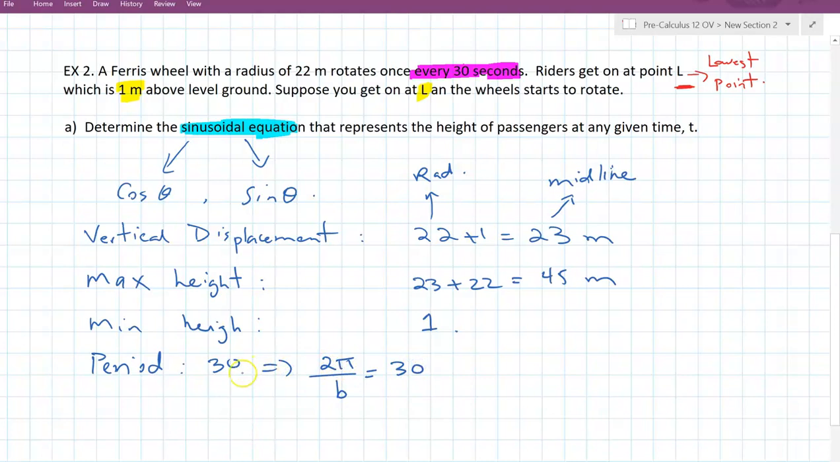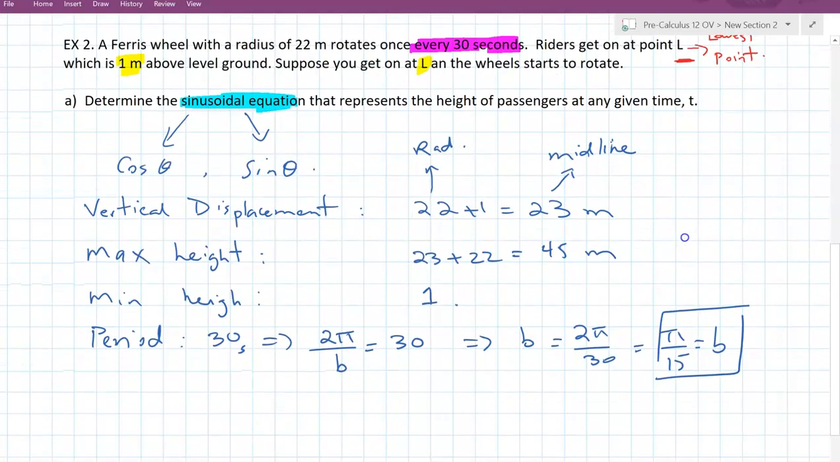So this is 30 seconds, so 2 pi divided by b has to be equal to 30. That means b must be equal to 2 pi over 30, or pi over 15. Okay, pi over 15. Excellent. So that's equal to b, in simplified form. Great. Now we're going to go ahead and write the equation.